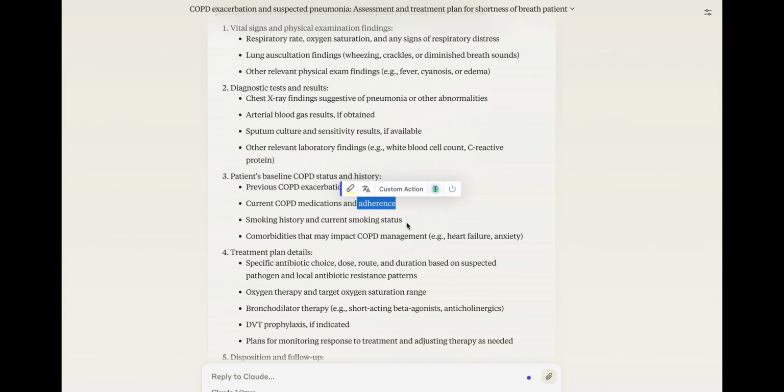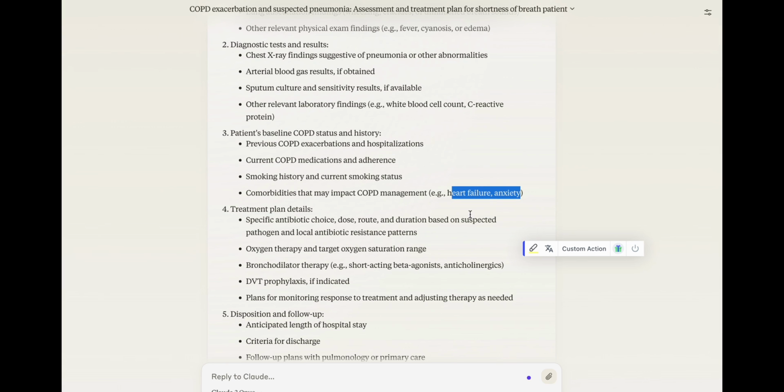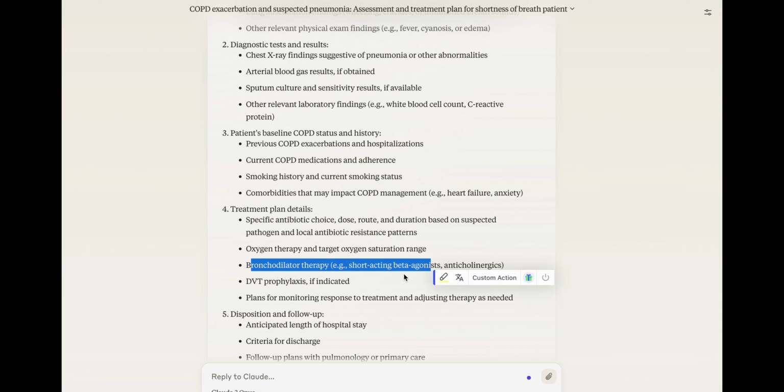Smoking history and current smoking status. We usually ask for this. But also comorbidities like heart failure and anxiety, and those are common comorbidities in patients with COPD. And then it asked me to be more comprehensive when it comes to my treatment plan, to include the dose of the antibiotic, the route, the duration, based on what pathogen I'm suspecting, and what type of bronchodilator. See, I did not include a bronchodilator.